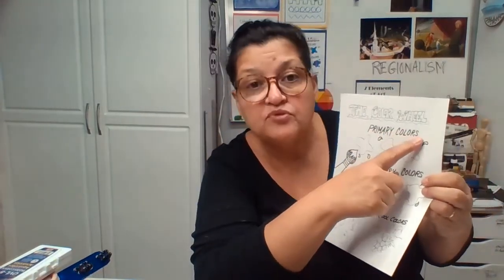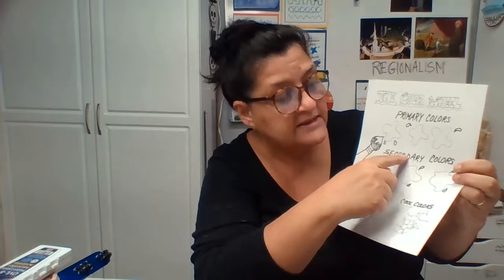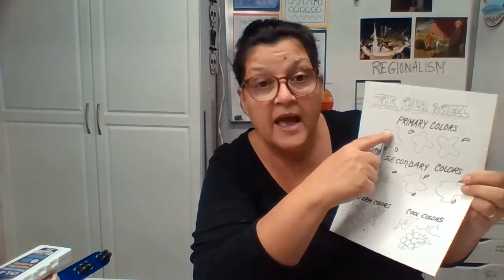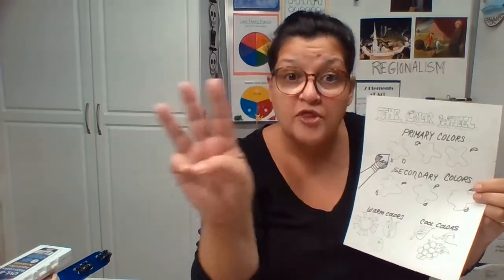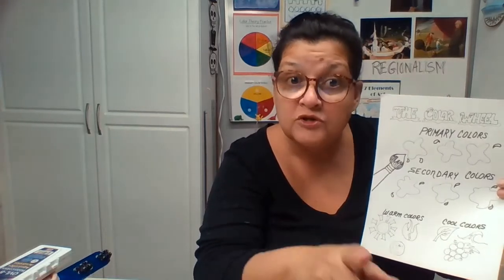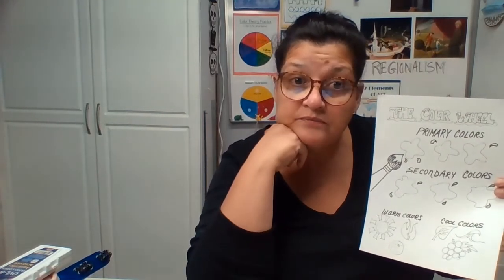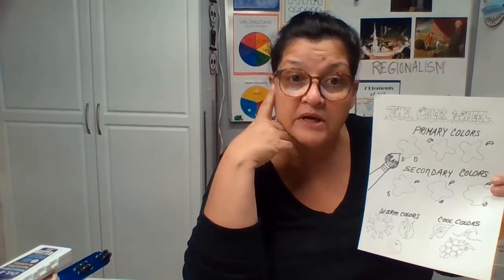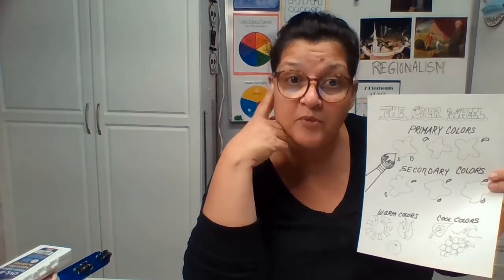We're going to mix primary colors and we're going to make secondary colors. Your primary colors are the 3 colors that make up all the colors in the rainbow. Do you know what they are? Think about the primary colors. What are the primary colors?